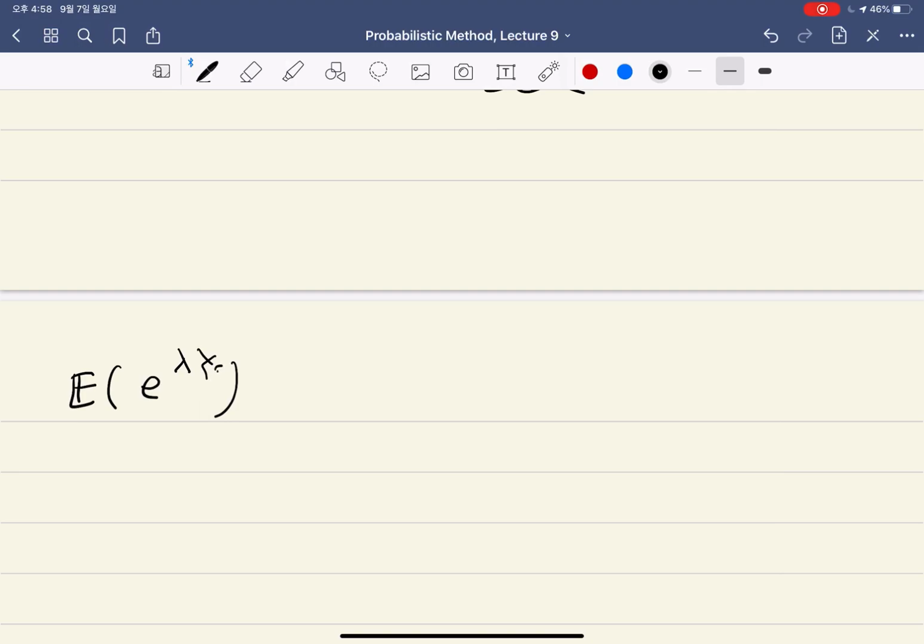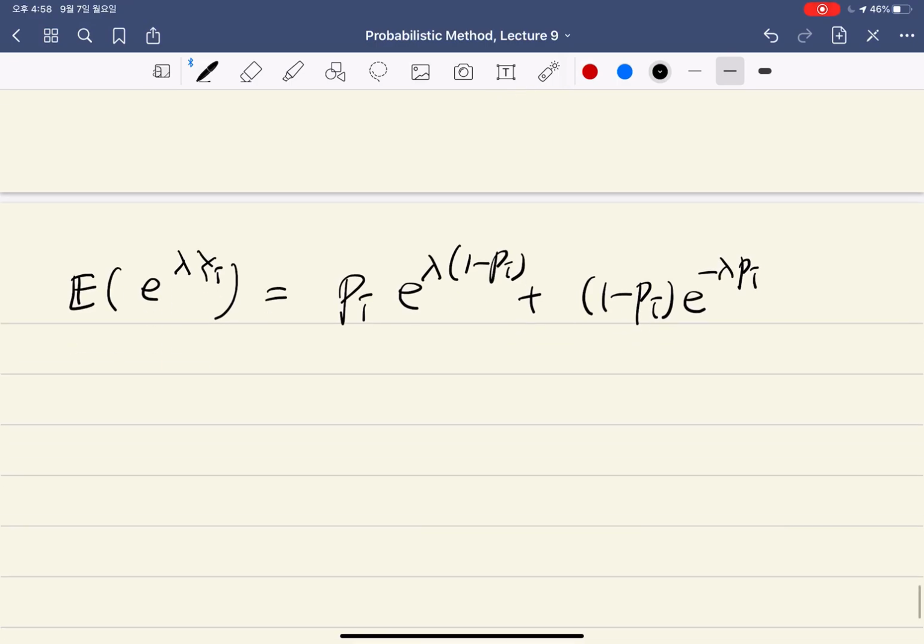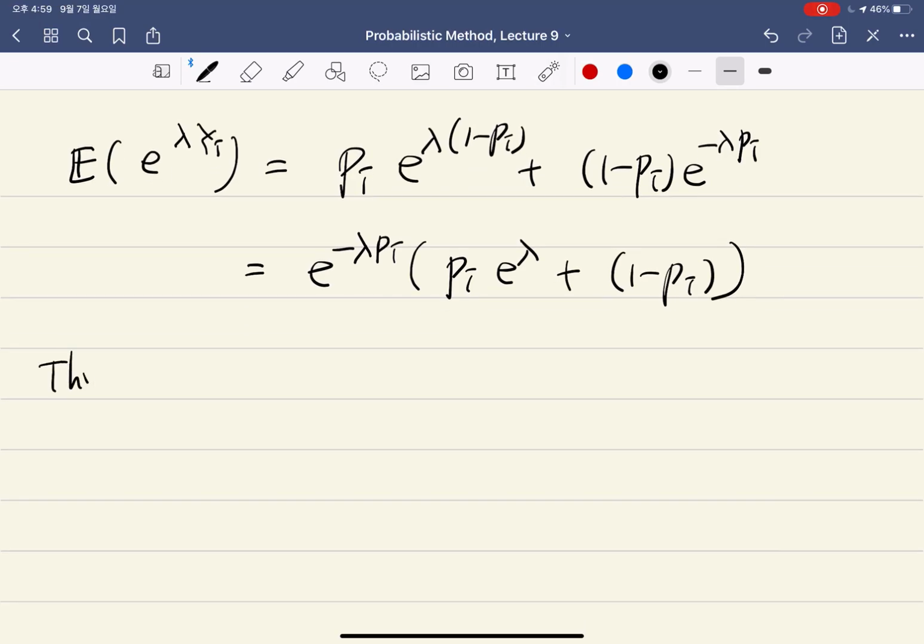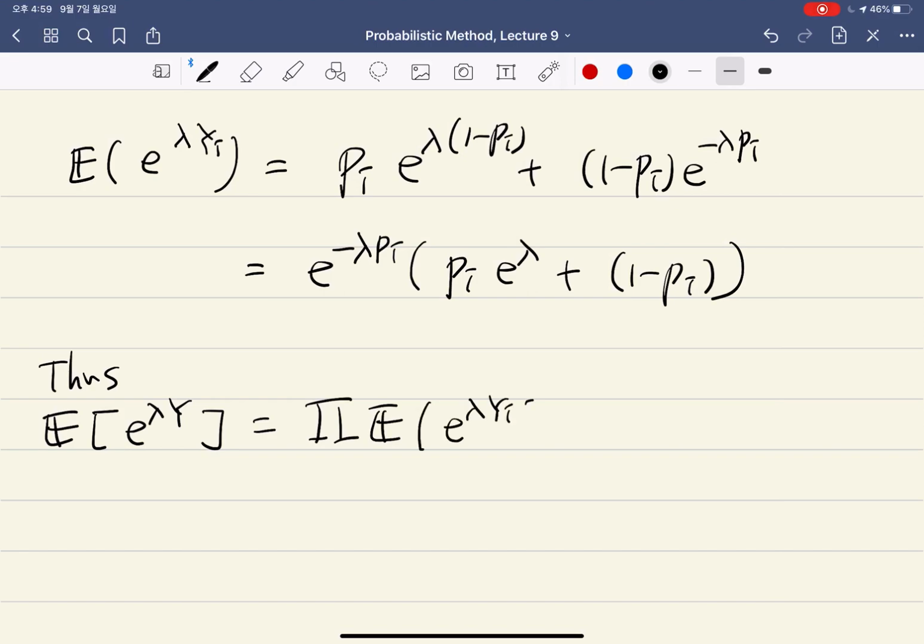Anyway, what is this? With probability pi, it has value e to the lambda times 1 minus pi. And with probability 1 minus pi, it has the value e to the negative lambda pi, which is actually e to the negative lambda pi times (pi e to the lambda plus 1 minus pi). Then we can compute the expectation of e to the lambda y, which is again the multiplication of the expectations of e to the lambda yi.